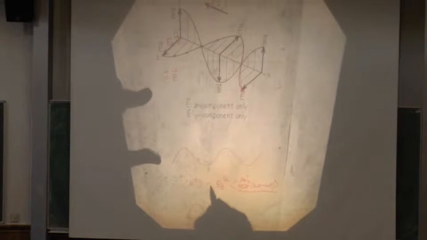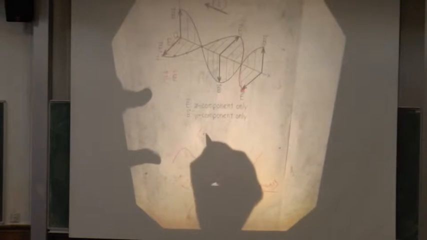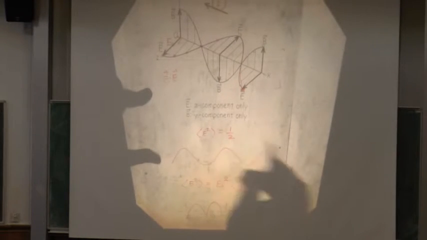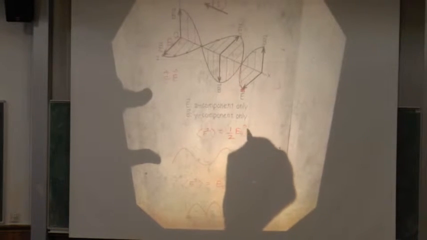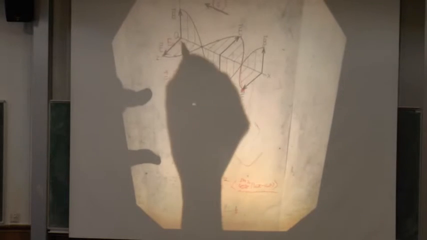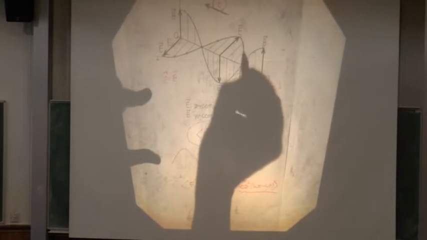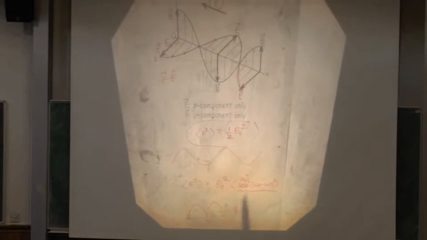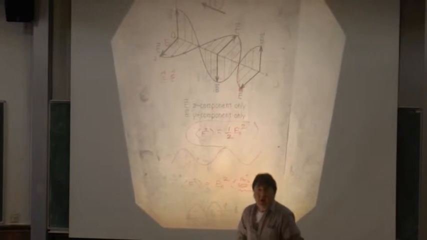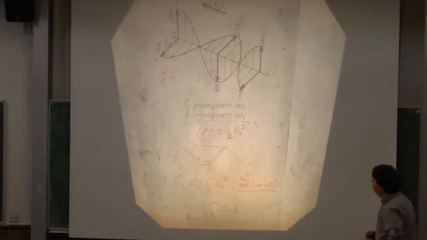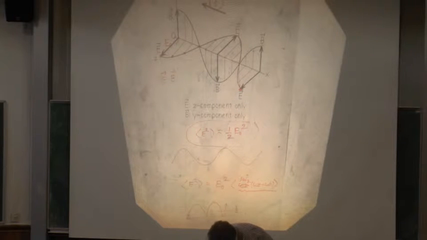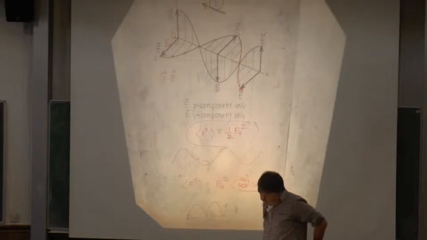So the average value of E squared in an electromagnetic wave is equal to a half E naught squared. That just means that if we spatially average the energy over a complete period of the wave, the average of E squared is equal to a half times the amplitude E naught squared. So we just have to be a little bit careful with the averaging there.